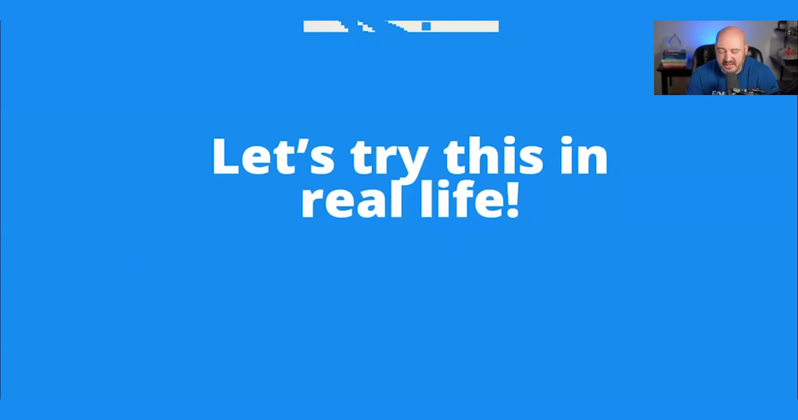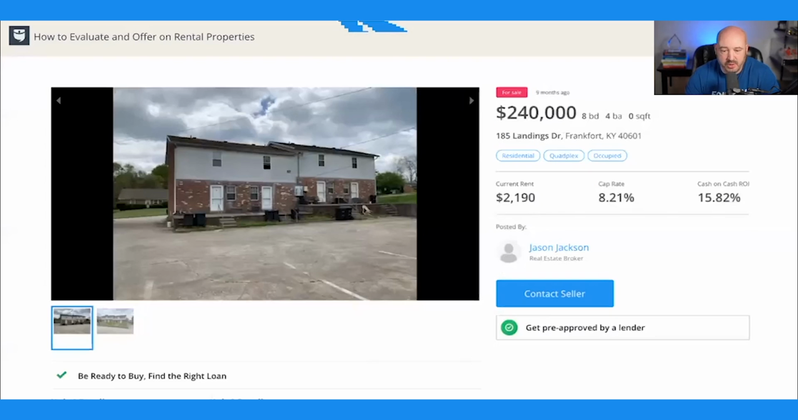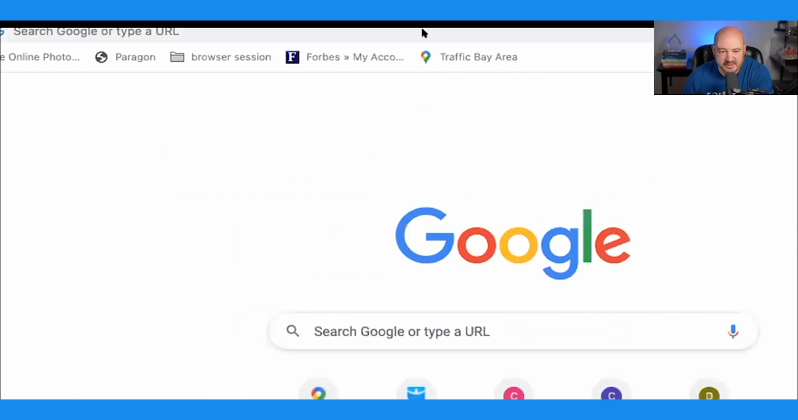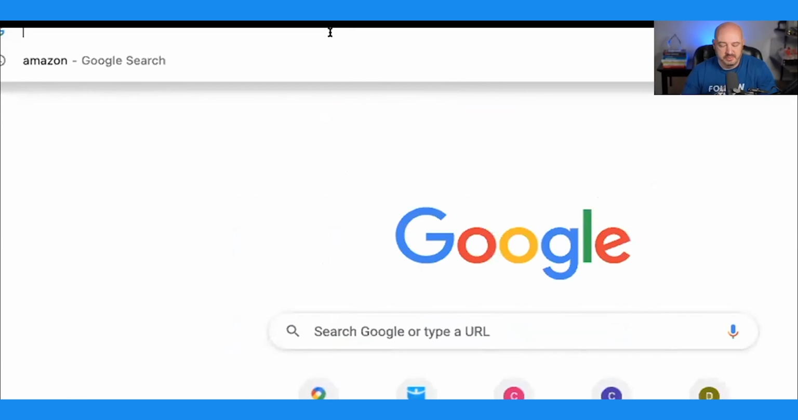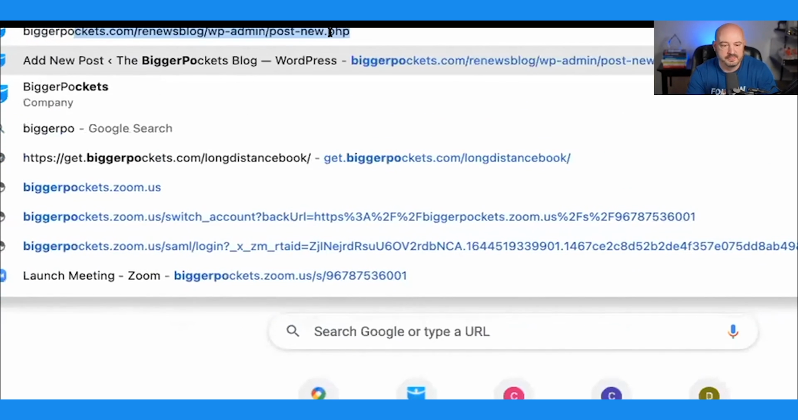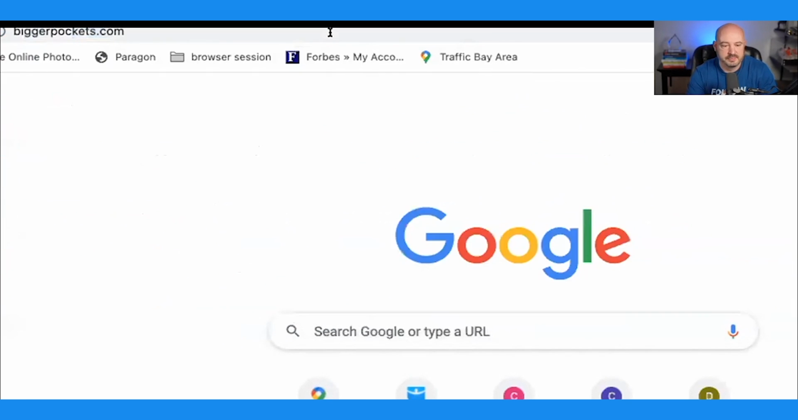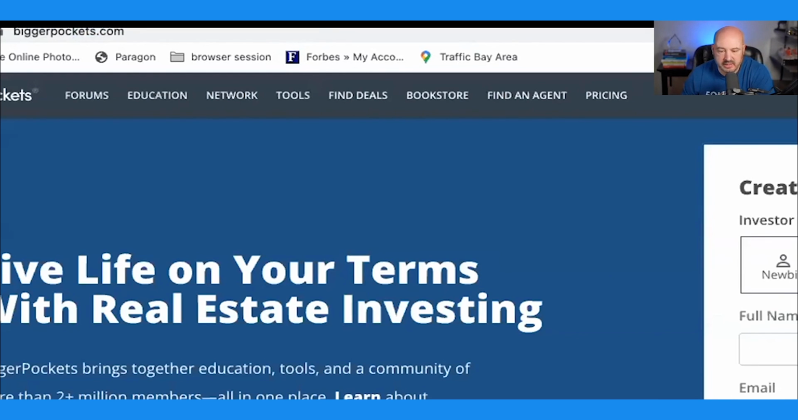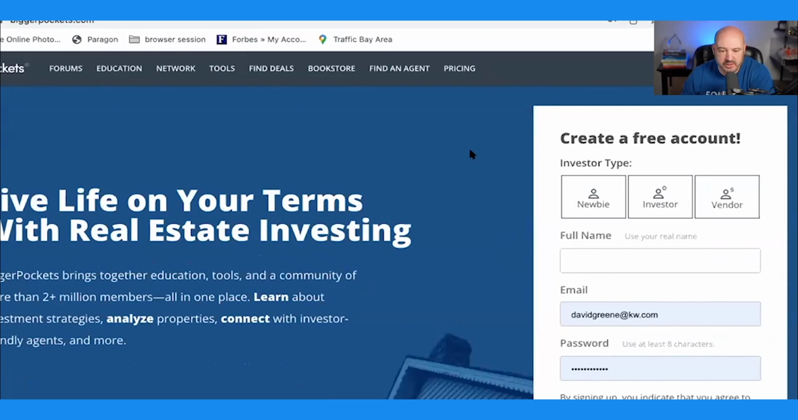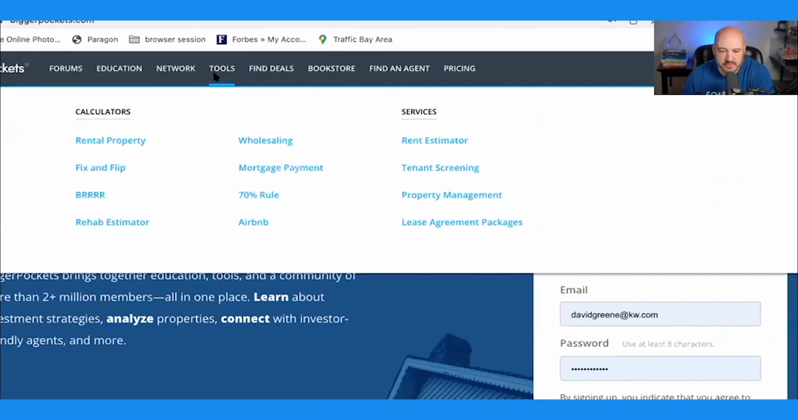Now let's try this in real life, okay? So we're going to analyze this deal right here using some tools that BiggerPockets has, and you guys can see how easy it is to figure out what kind of a return you're going to get. Now, in order to do this, I'm going to have to change the way that I am sharing my screen to do this. So we're going to start off by going to biggerpockets.com. This is what it looks like. We are then going to click on Tools, Rent Estimator.